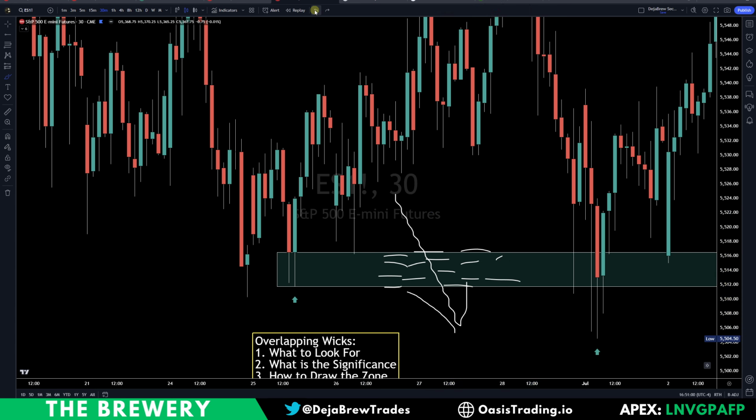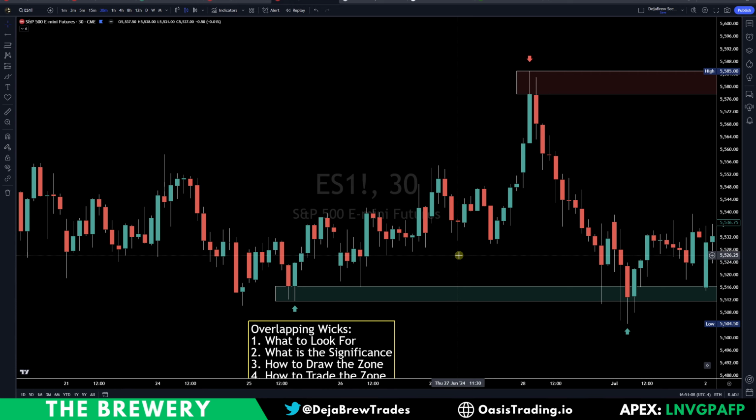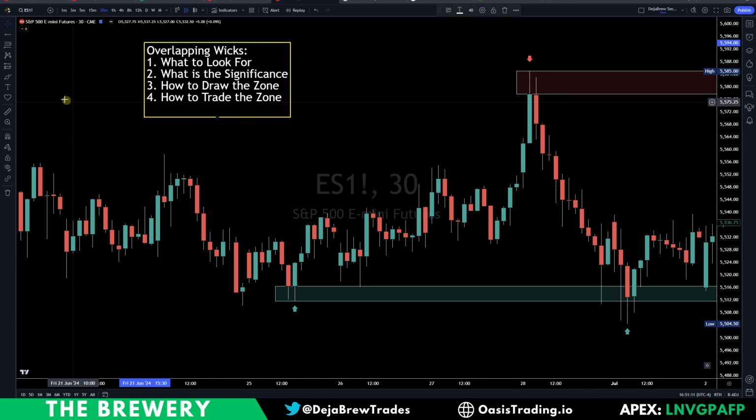Okay, now that we know the general idea, let's take a look at a bunch of examples I have marked out. Okay, so this one we just covered. We have overlapping wicks. We have a perfect retest. We could have longed that retest. Obviously, this would have had to be a perfect entry. We would have had to long right away. And then stop loss is below that zone.